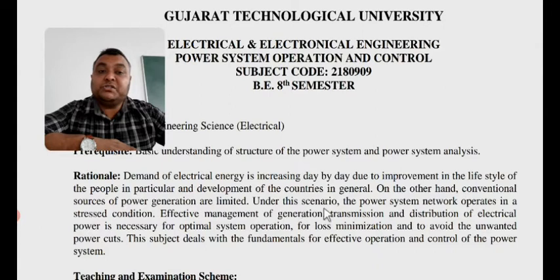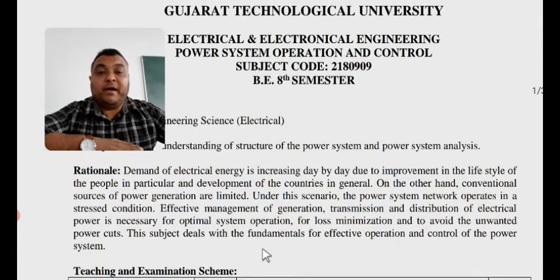So under this scenario, the power system network operates in a stressed condition. Because the demand is increasing and each and every day the need for electricity is increasing, the existing power system is operating in a stressed condition. So optimal system operation is necessary for loss minimization and to avoid unwanted power cuts. This subject deals with the fundamentals for effective operation and control of the power system.